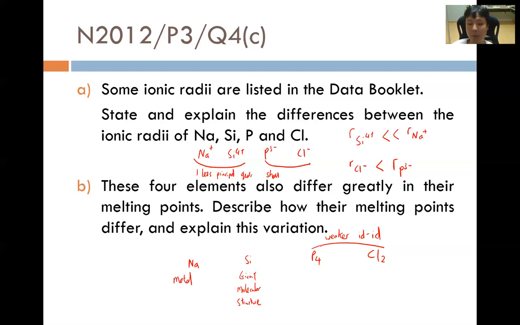And if you compare between P4 and Cl2, the relevant thing to compare is that the electron cloud of P4 is greater than the electron cloud of Cl2, because P4 has more electrons. Hence, the ID-ID interactions in P4 are stronger than those in Cl2, and hence the melting point of phosphorus is expected to be higher than that of chlorine. Okay, so that's the answer for this question.